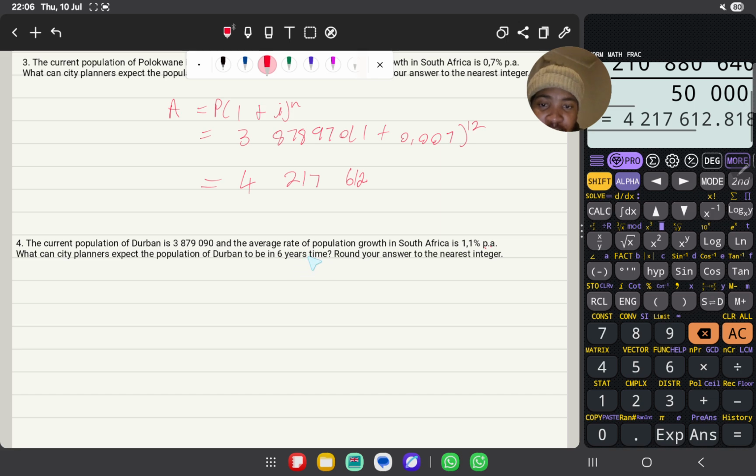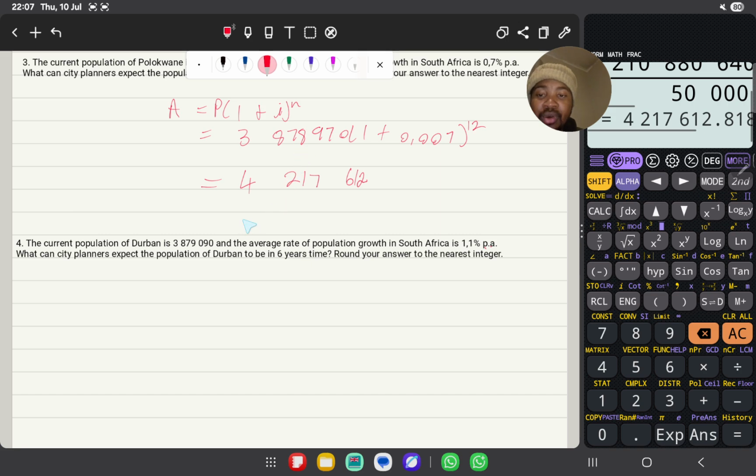The average rate of population growth is 1.1. So what can city planners expect the population of Durban to be in 6 years' time? And so this is basically, let me skip this one. Or in fact, let me not. I will make it a bit different, right? Because it's exactly what we calculated here.